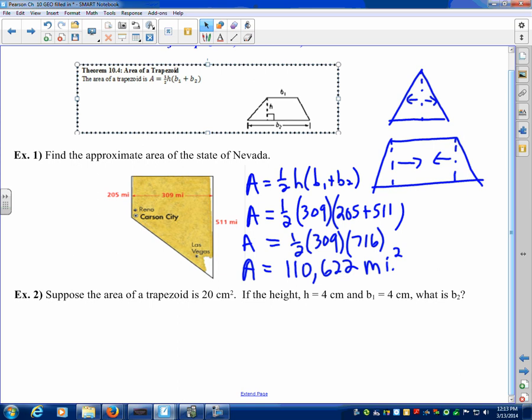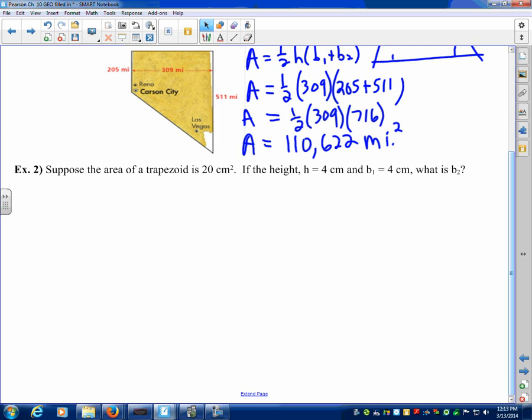This time I'm going to give you the area and 2 of the 3 variables on the right and ask you to solve for the other variable. So this involves a little bit of algebra. Let's go ahead and plug in what we've got here. The area of the trapezoid is 20, so I'm going to put 20 in for A. When I substitute in a number for a letter in an algebraic substitution, I put it in parentheses. That's why I have the parentheses around the A. I'm showing you that I'm replacing A in our formula up here with 20.